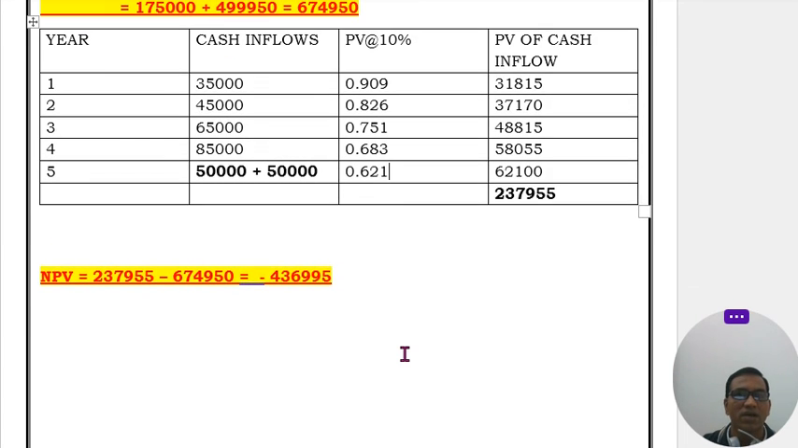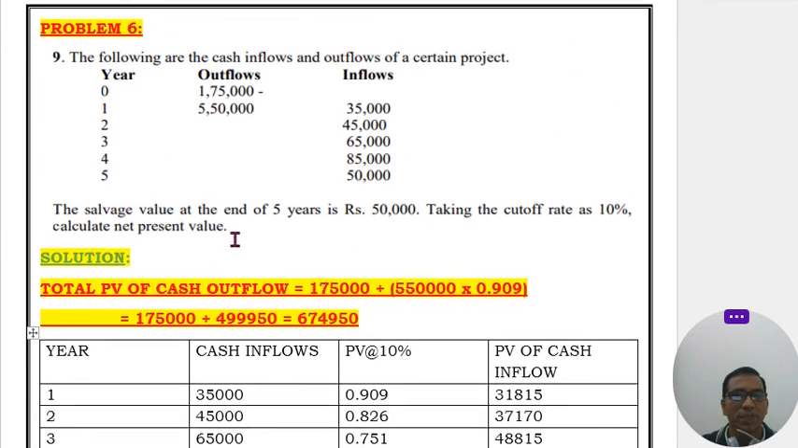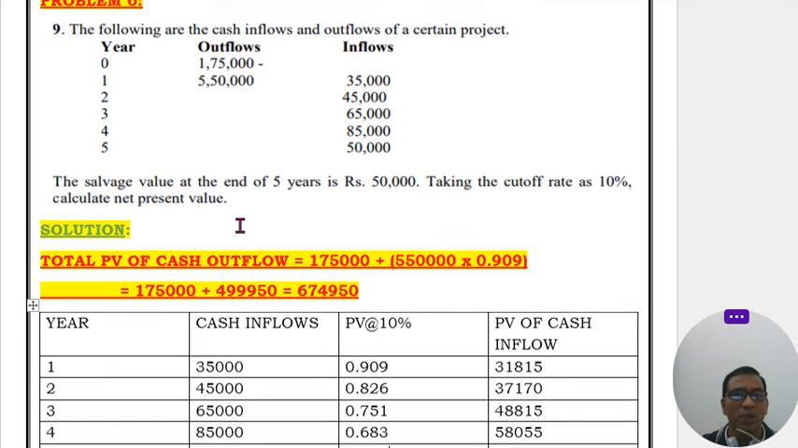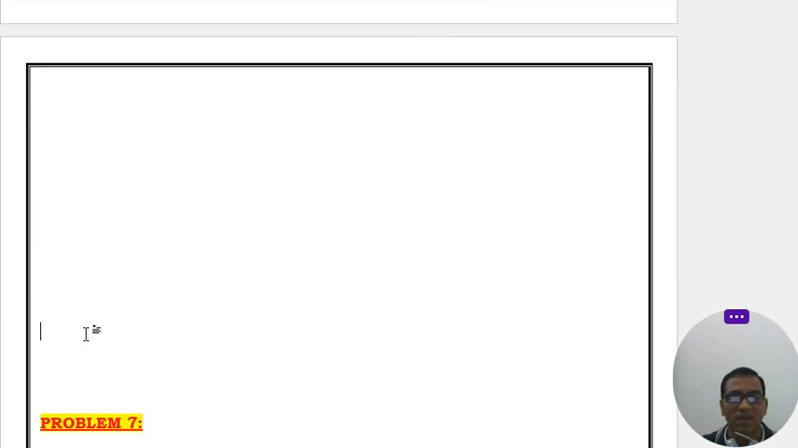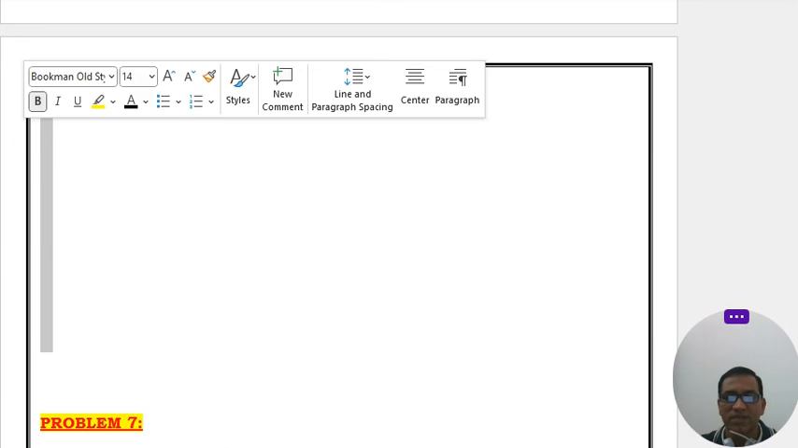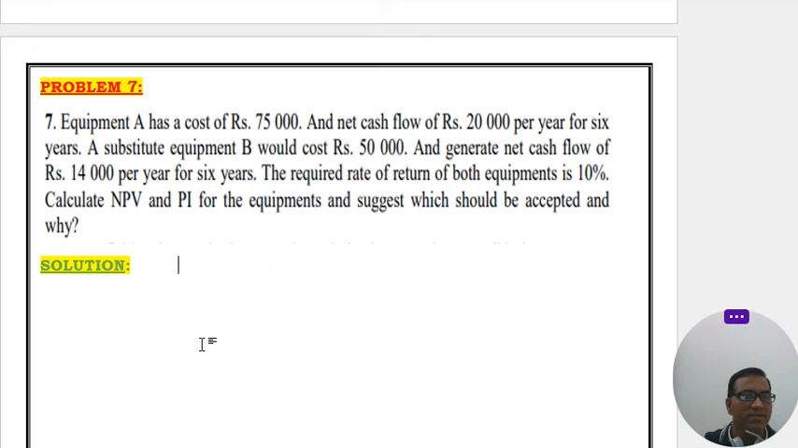So this is another examination problem. Very important here: outflow in year one is converted into present value, and here you got negative. I think one more problem is there to solve, an examination problem. What is that?